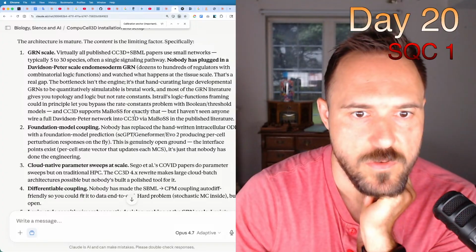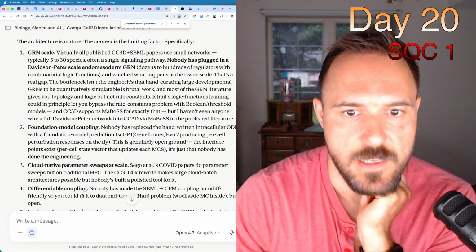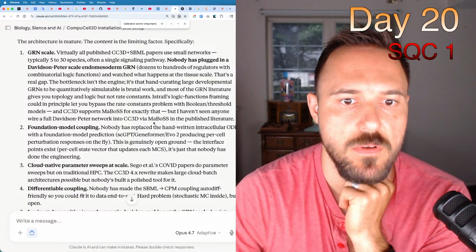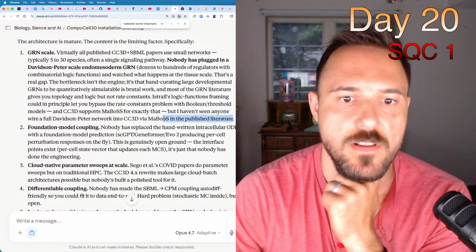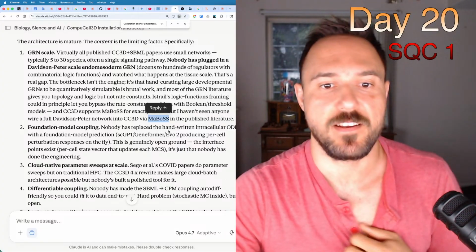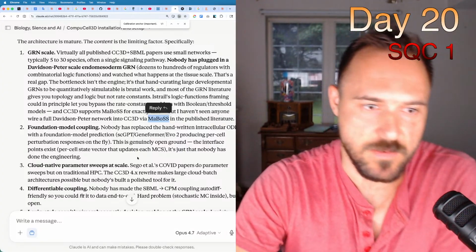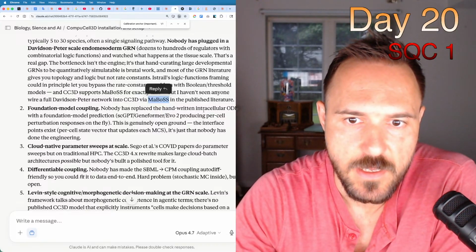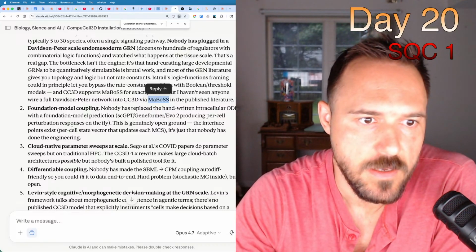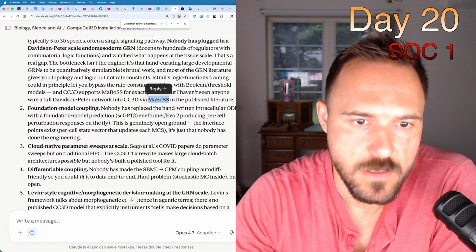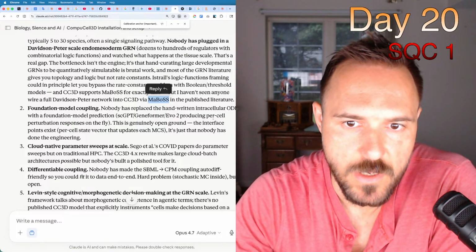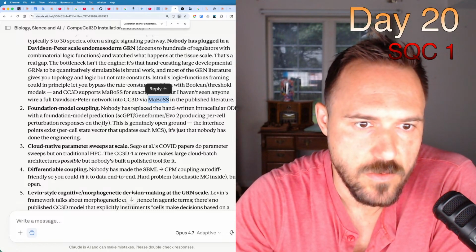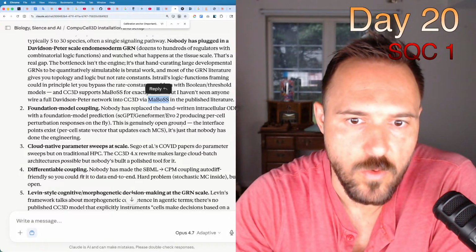Support for Mass Boss for exactly that, but I haven't seen anyone write it in full via Mass Boss and publish it. That's very interesting. Foundation model coupling: nobody has replaced the handwritten intercellular ODE with the foundation model prediction, producing per-cell perturbation responses on the fly. This is generally open ground.